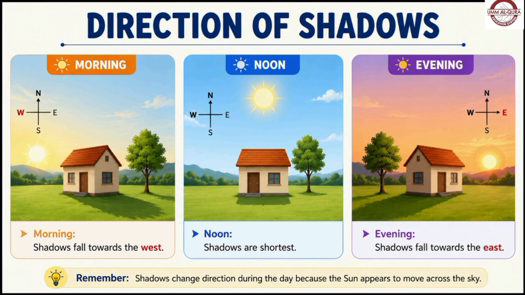Now we see directions of shadows. In morning, shadows fall towards the west. At noon, shadows are shortest, and in evening, shadows fall towards the east. Shadows change direction during the day because the sun appears to move across the sky.